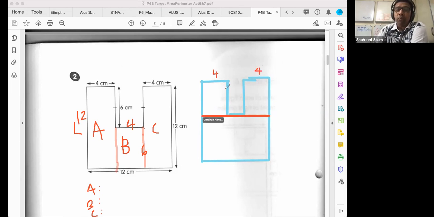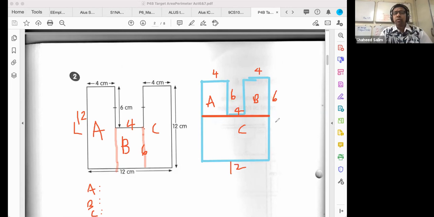Yes, okay. So we label A, B, and C. So you know what to find, eh? Okay, down here is 12, so well done. This one is 6. This one is 6. So you can find this one is also 6. Not drawn to scale, okay, A, B, C. Okay, can you please find?